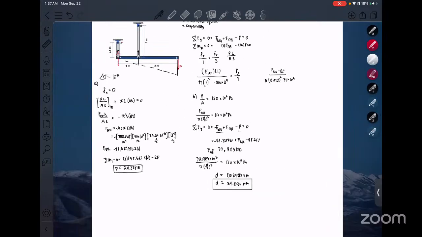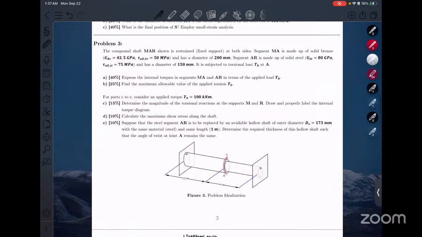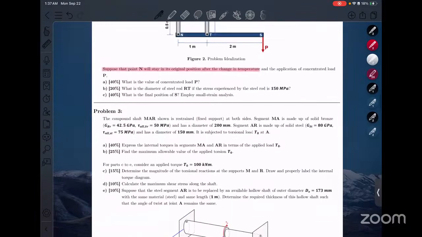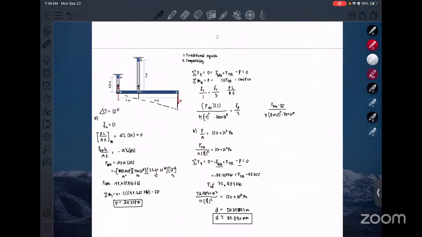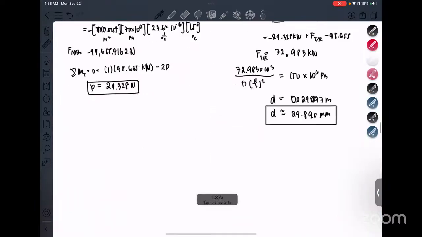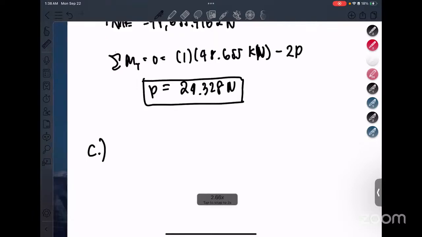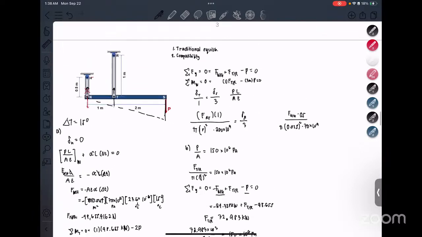Because we know the force, we know the force over area, which is the stress. So we can derive the dimensions from there. Yeah. Last, what is the final position of S? Employ small strain analysis. I don't understand why we needed to use small strain analysis because we can use compatibility equations, bringing back the thing that we solved.